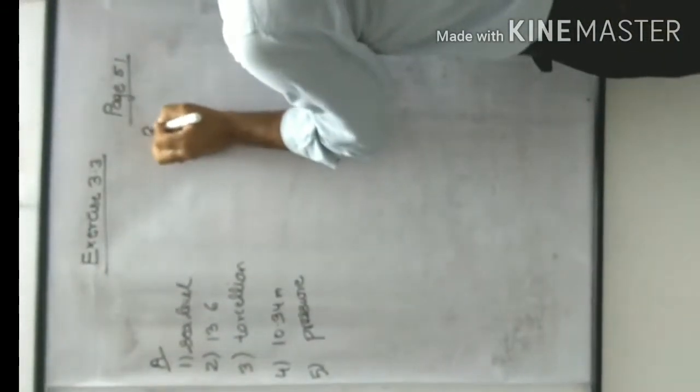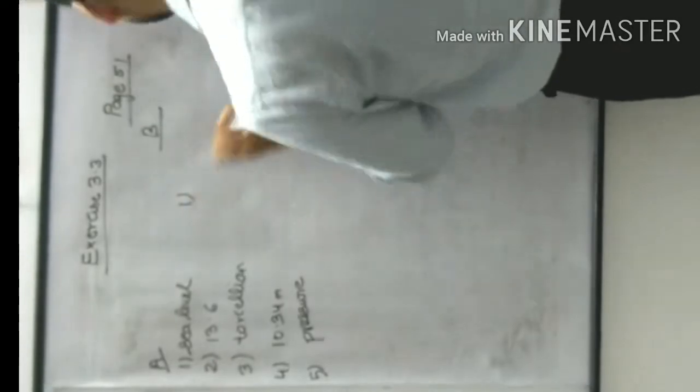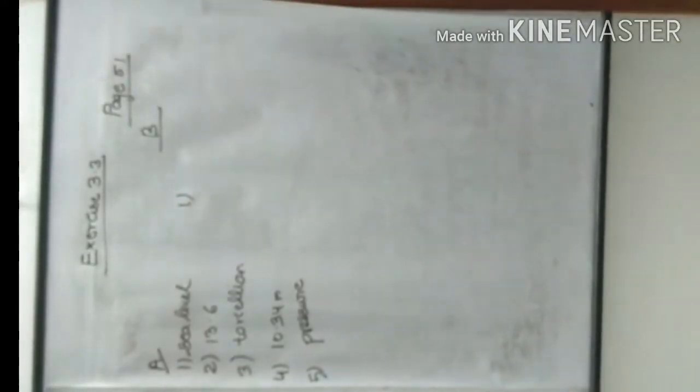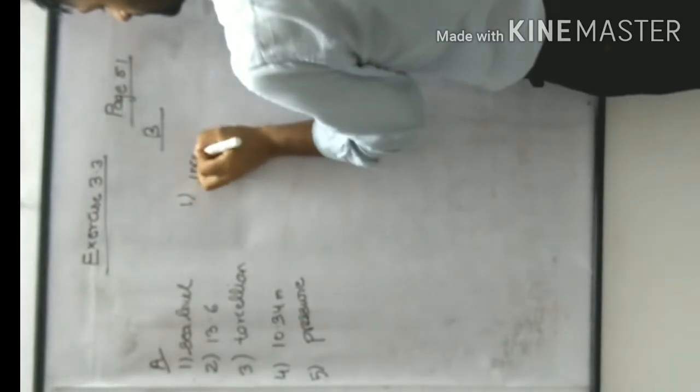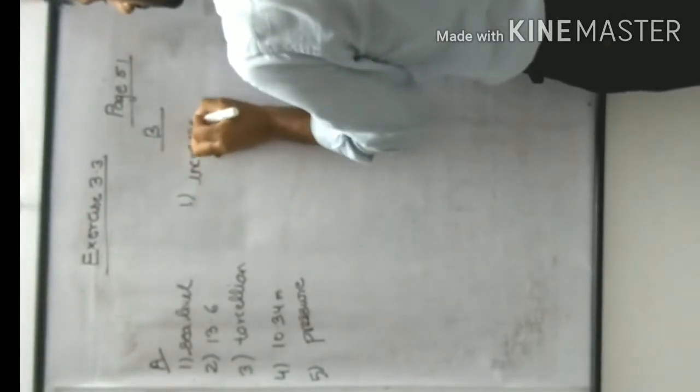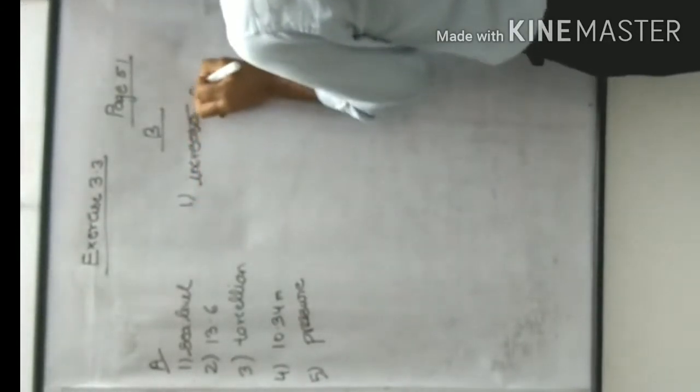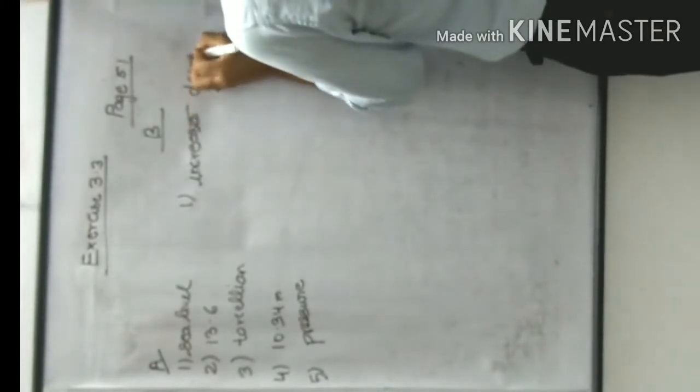Then B part, some statements are incorrect. We have to correct them. The moisture present in mercury increases the barometric height of a simple barometer. So what will the answer be? It decreases. So you have to cut increases and right here decreases.